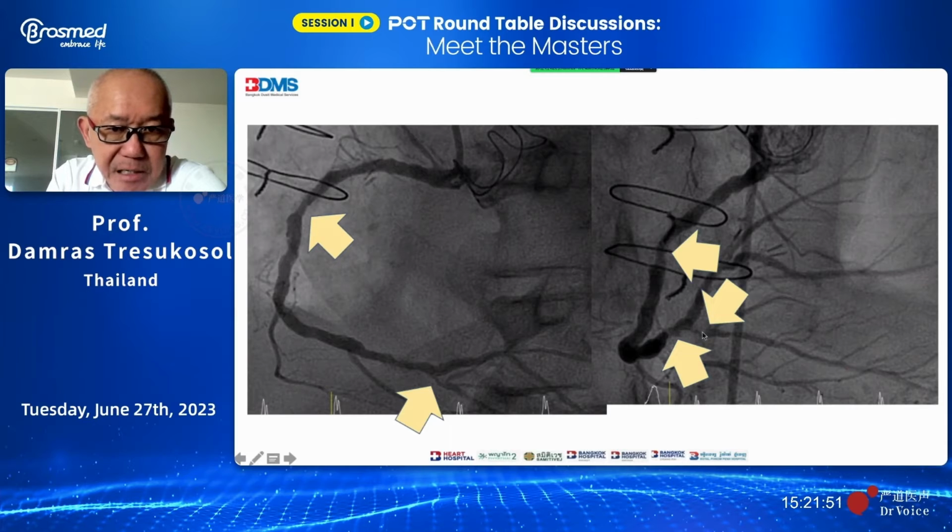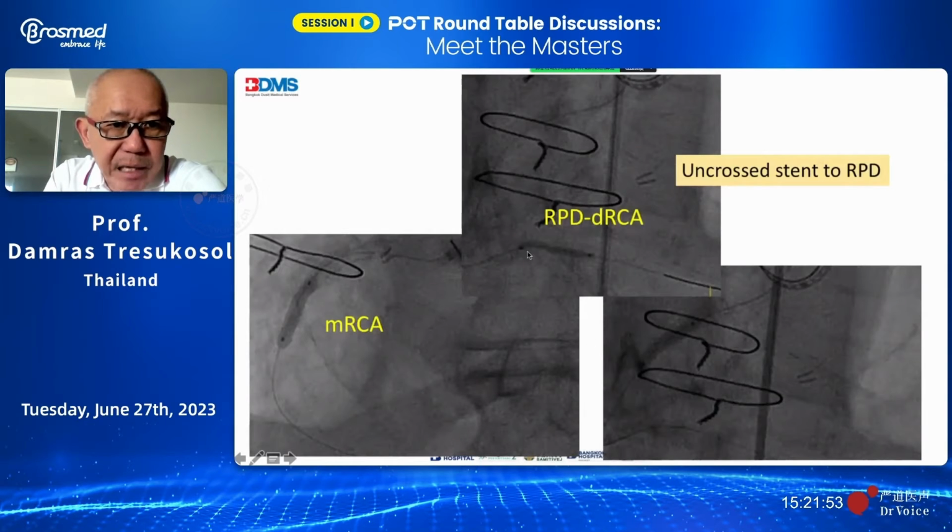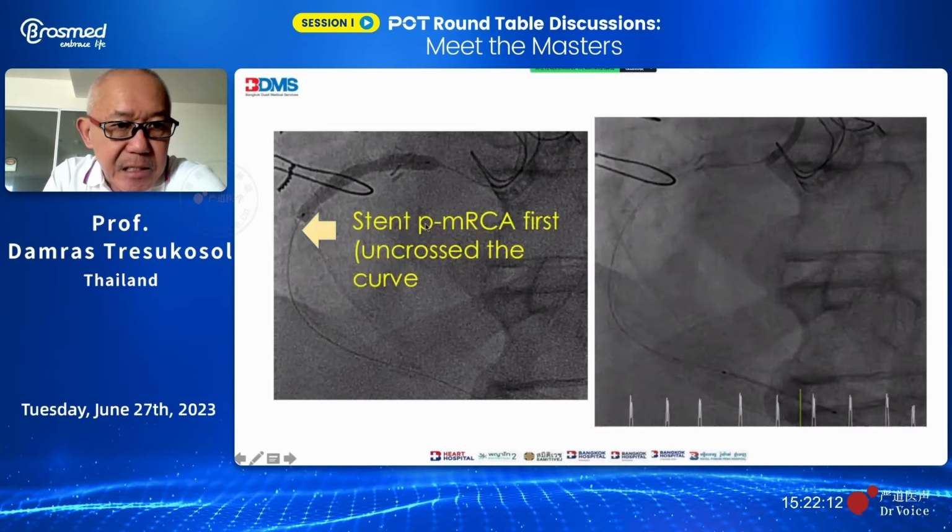A lesion here. So what we did, we did balloon first, balloon on the RPD to RCA, and then we could not cross the stent to the RPD. So we had to do the balloon to RCA and put the stent on the proximal to mid RCA first. Otherwise, we cannot pass the stent to the RPD. So this is the stent on the proximal to mid RCA. The stent could not cross the bending lesion around here.